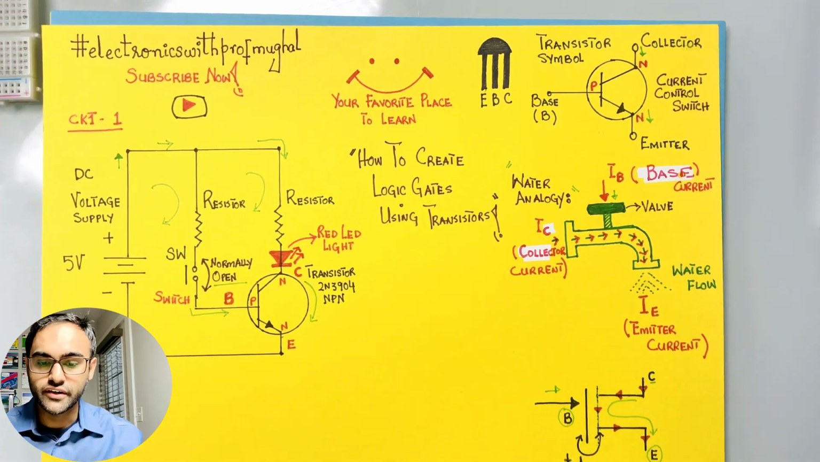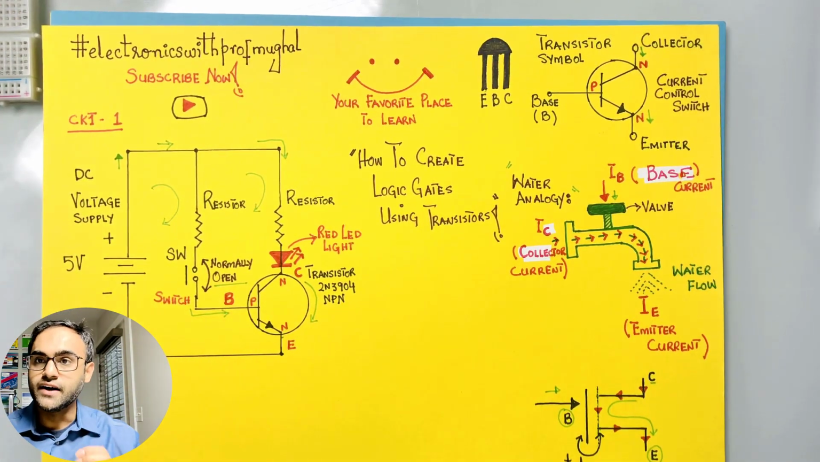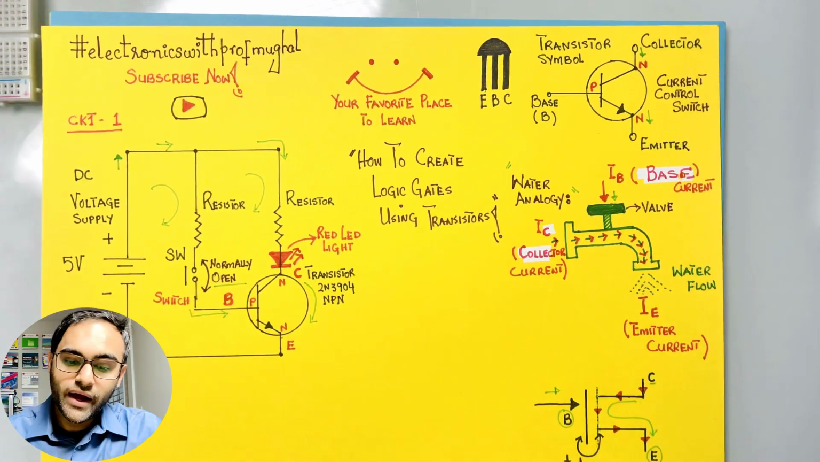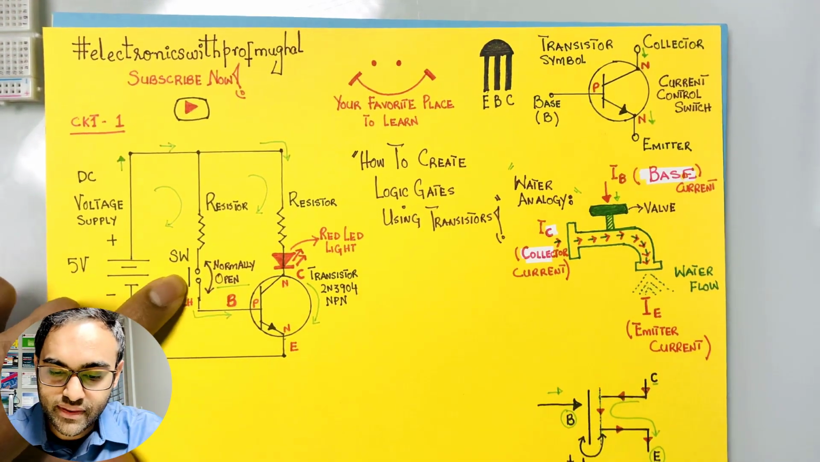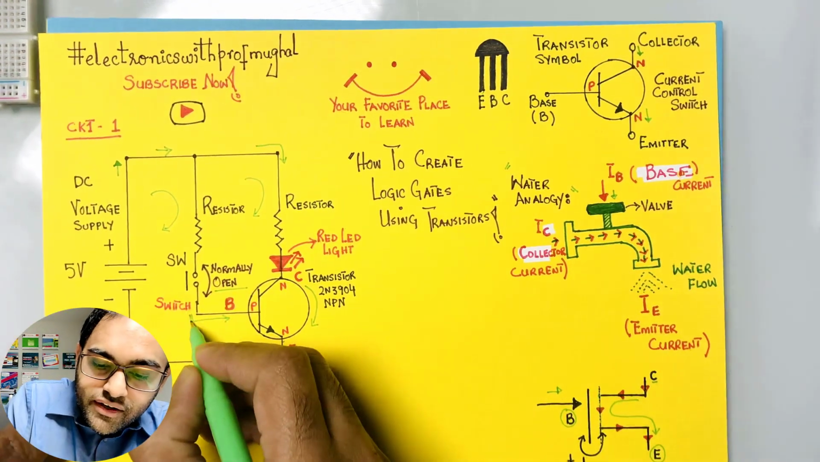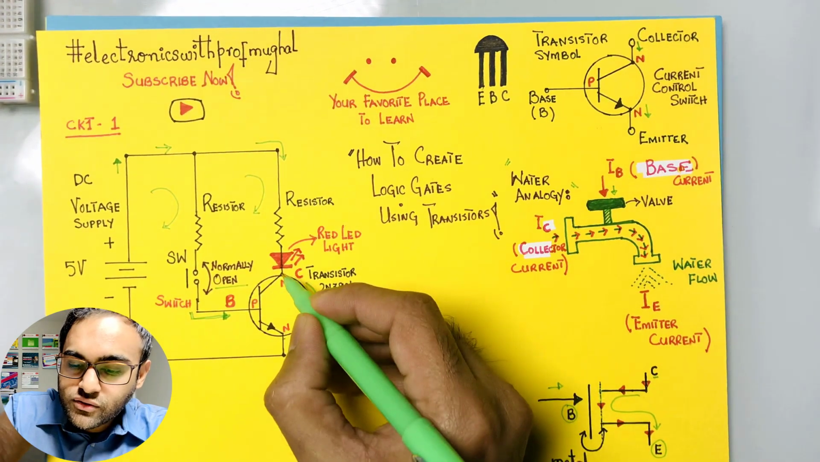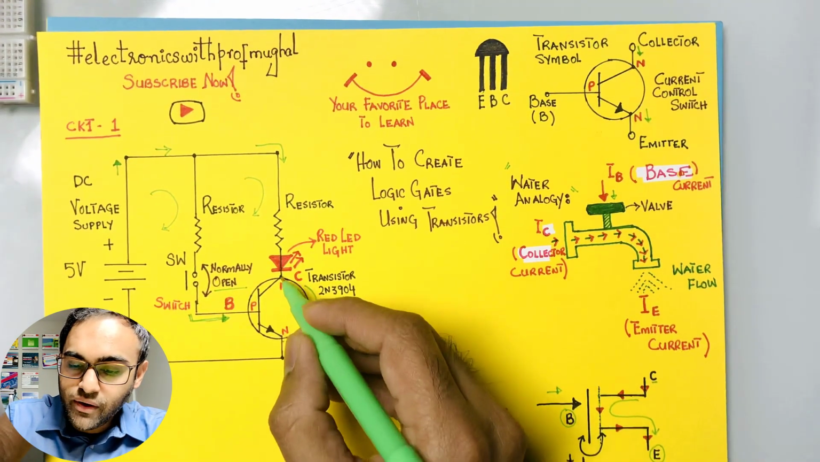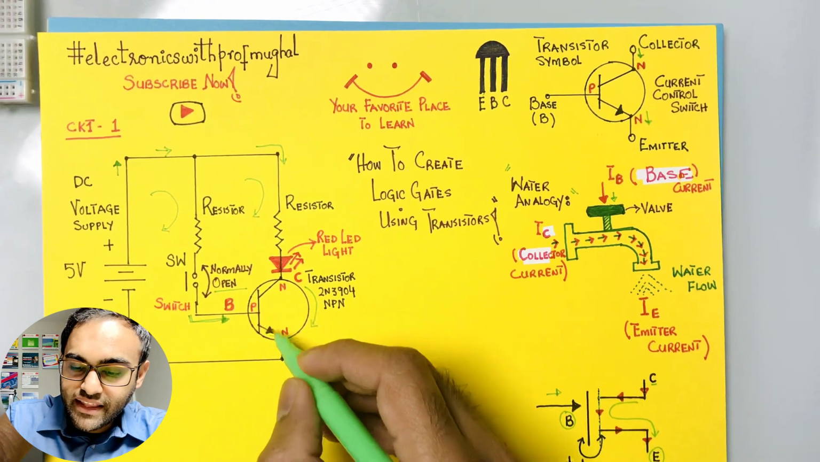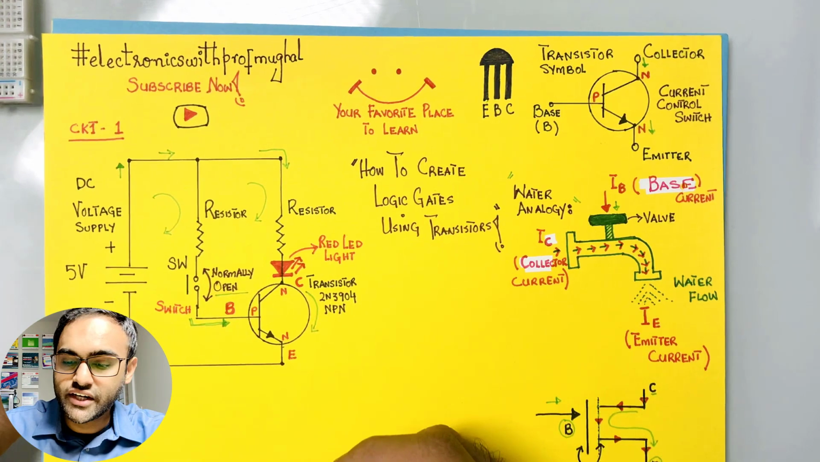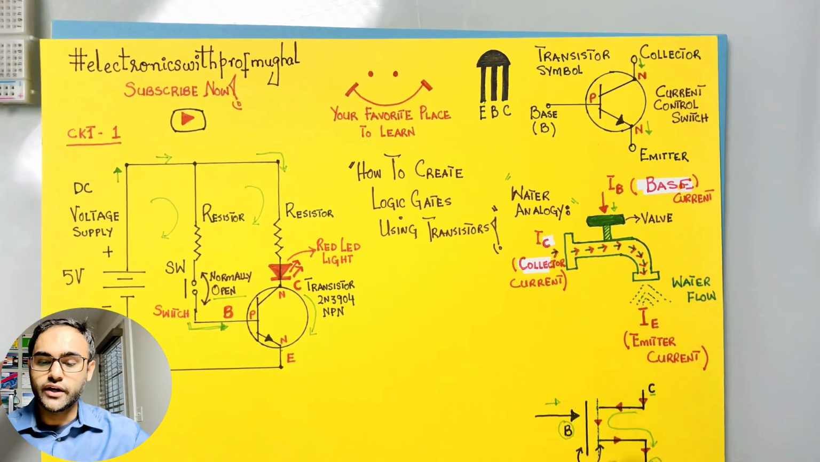In order for the circuit to work, the current has to be able to move from positive all the way to the ground. Because that's not happening here, the LED is not going to light up. However, when I press this switch, there is a current going into the base of the transistor. That means the current that was over here at the collector terminal is now going to go past the base and then the emitter and all the way to the ground, therefore completing the circuit, and this red LED light is going to come on.